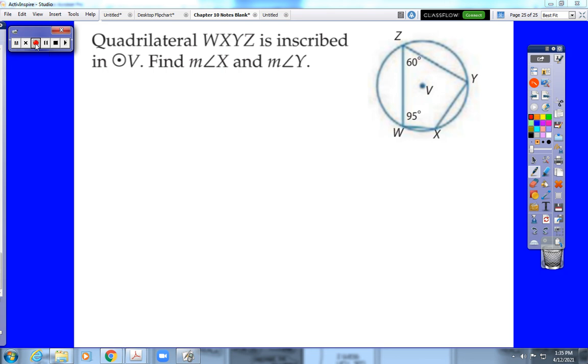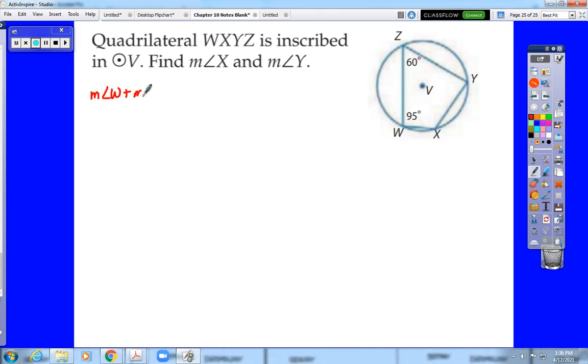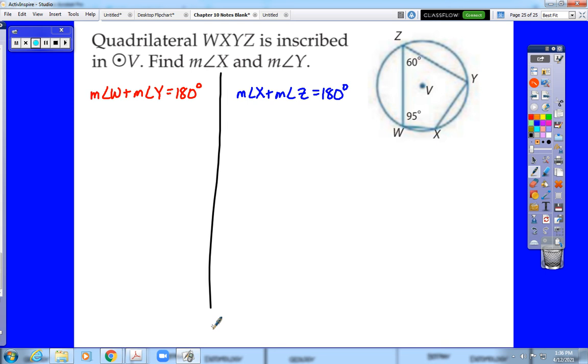So here's how we would do this. Again, WXYZ is an inscribed quadrilateral, which means that we have two separate equations here. The measure of angle W plus the measure of angle Y has to be 180 degrees. And the measure of angle X plus the measure of angle Z has to be 180 degrees. So what we do is we plug in what we know. In this case, angle W is 95 degrees plus the measure of angle Y equals 180. That's a real simple solve. We subtract 95 from each side. And that gives us that the measure of angle Y is 85 degrees.